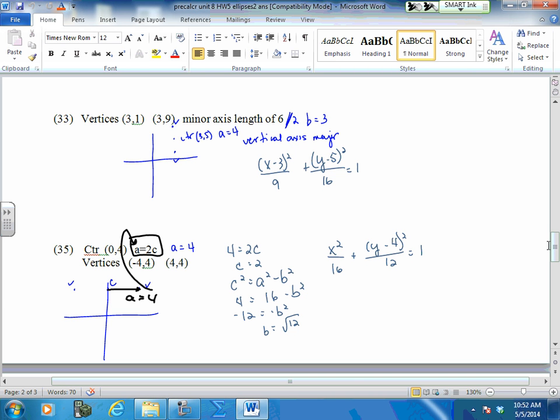Obviously, you can't find B yet. So if you found C, then you can use your formula. So plug the A in here. Find what C is. C would be equal to 2. Plug that in. Then all you need again is your B squared.